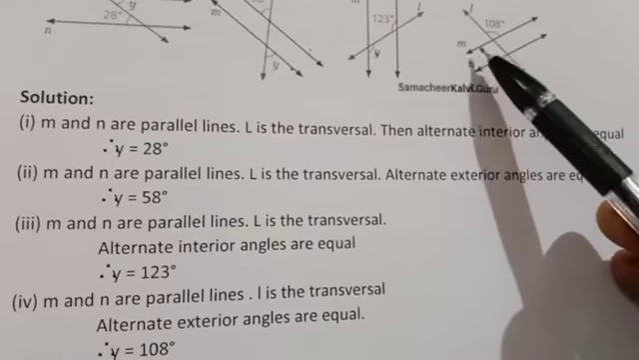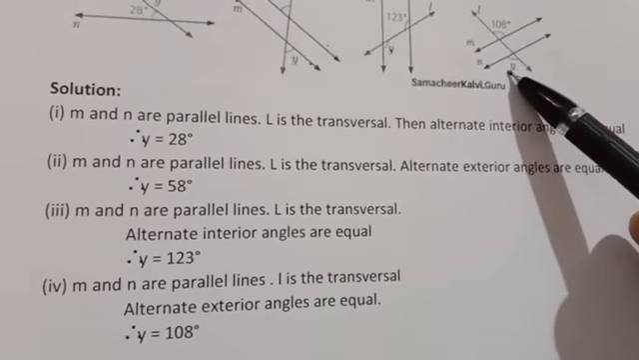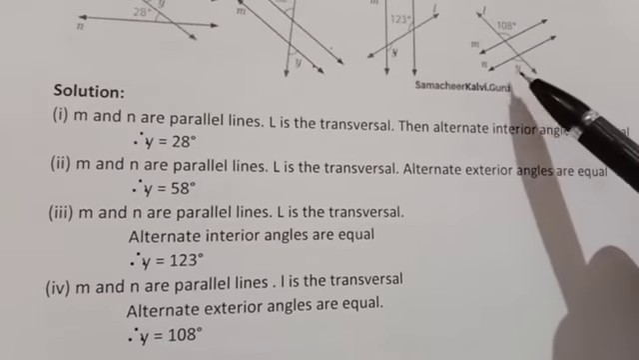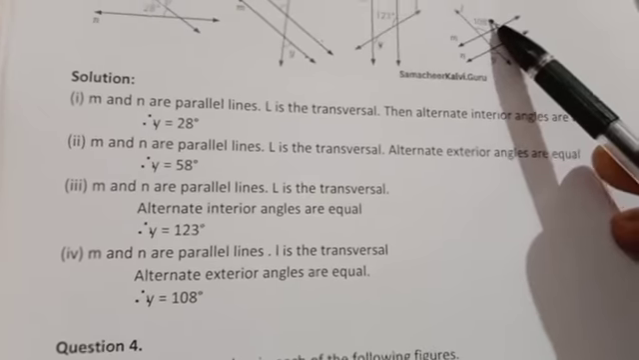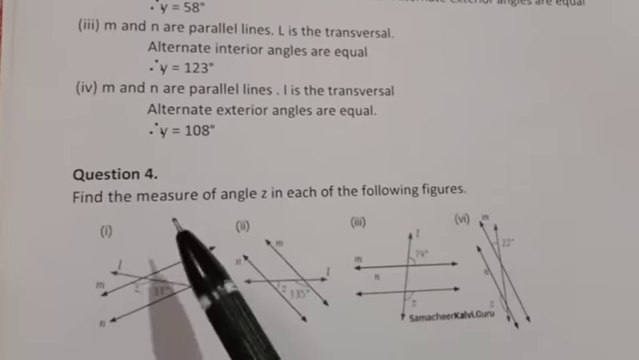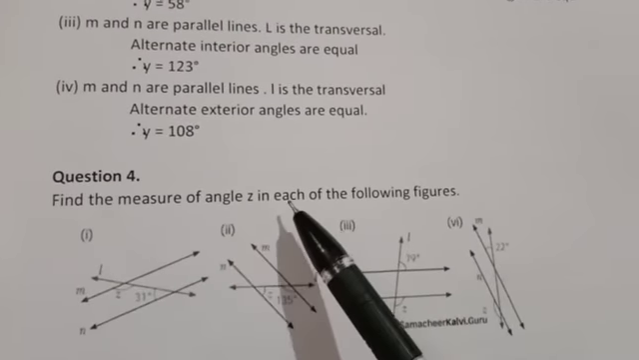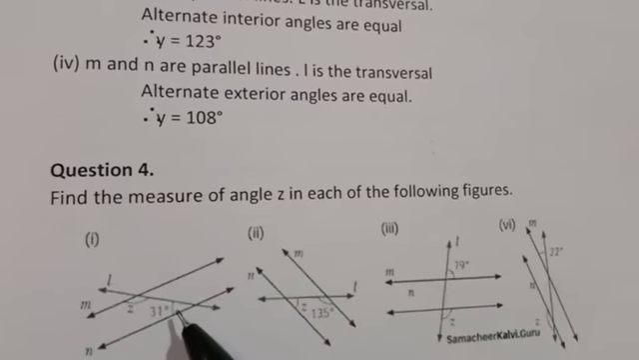Now for these two are parallel. This is a transversal. Now these two are exterior angles. Yes, students, alternate exterior angles are equal. So y is equal to 108 degree. Okay, students. Yes. Now fourth question. Find the measure of angle Z in each of the following figures. For it is Z, it is 31 degree.